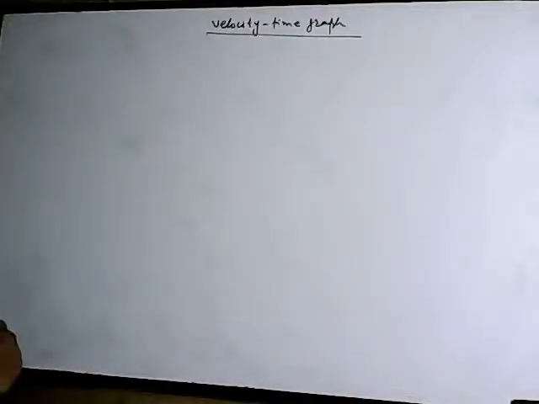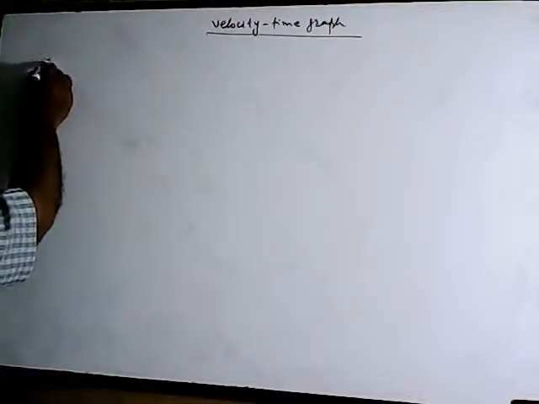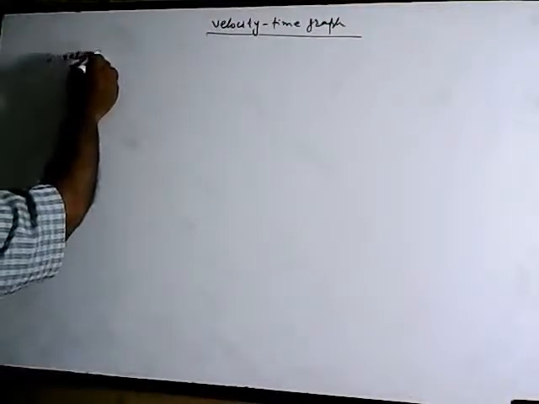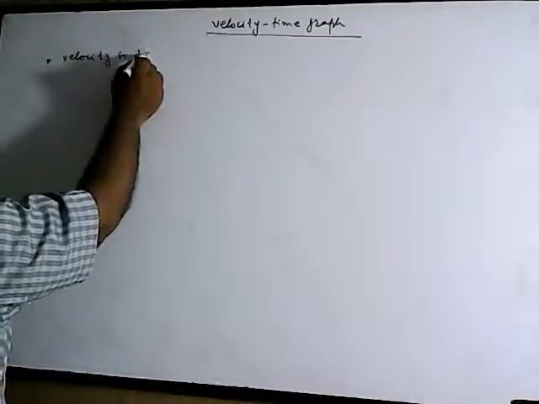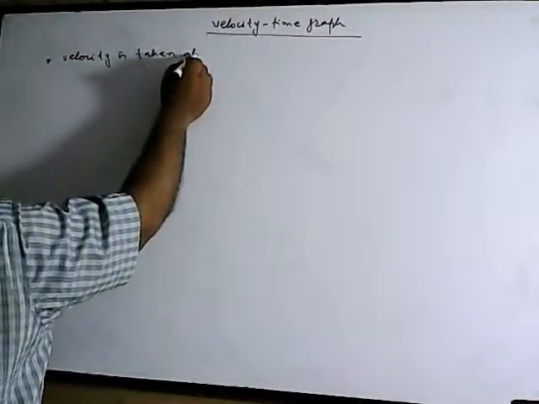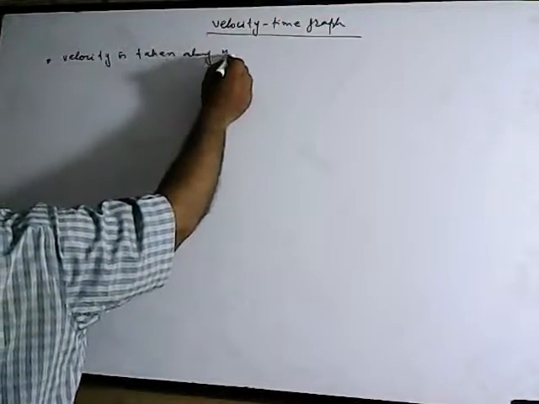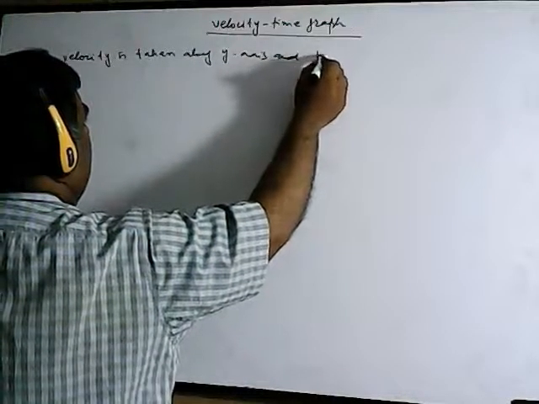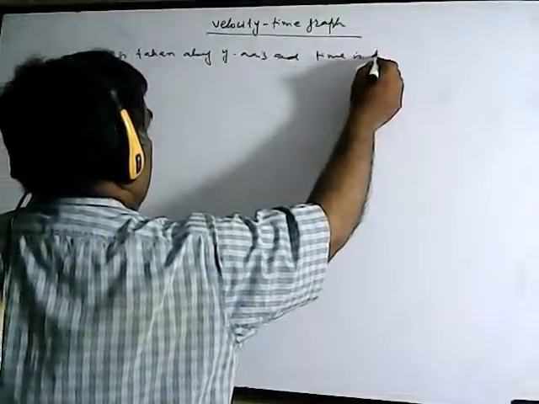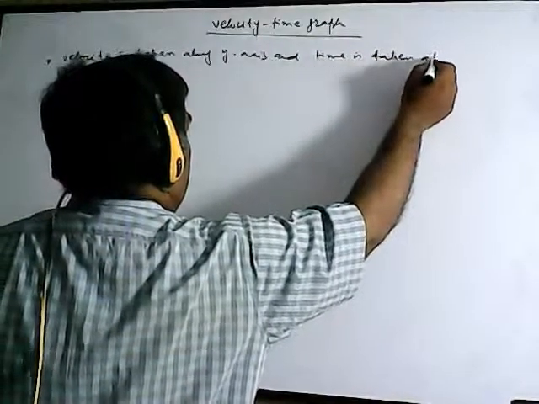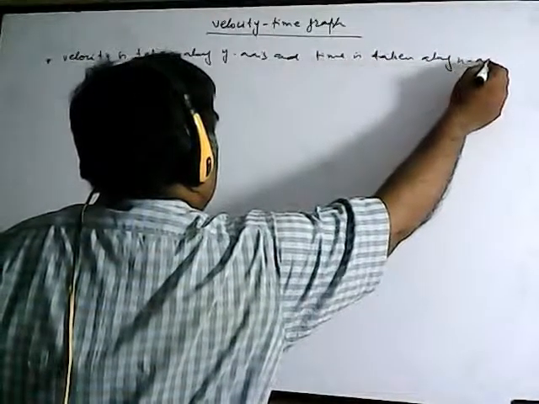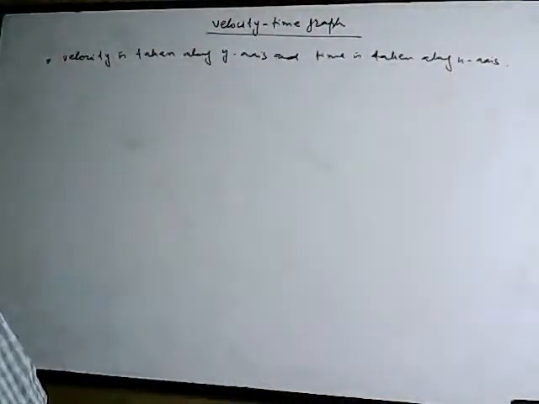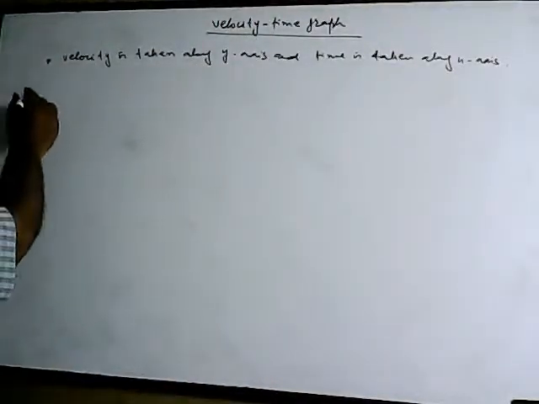We will study the velocity time graph. First of all, velocity is taken along the y-axis and time is taken along the x-axis. Velocity is taken along y-axis and time is taken along x-axis.